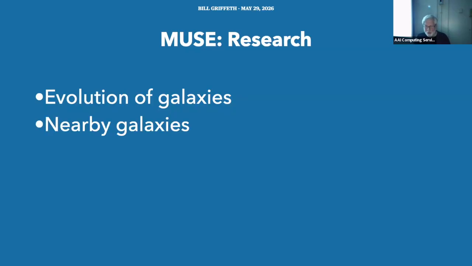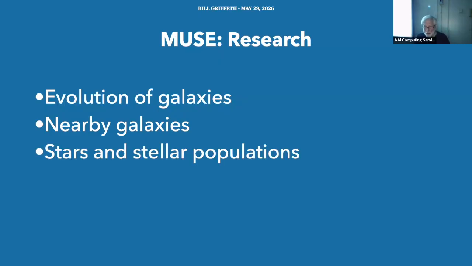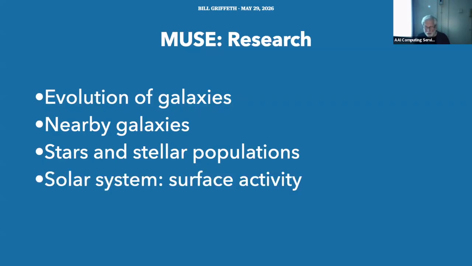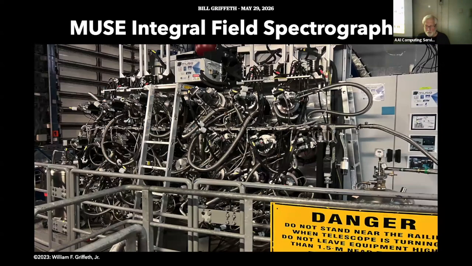MUSE is also used to study the structure and motion of nearby galaxies, study individual stars and stellar populations like dense clusters and star-forming regions. It's used to study objects in the solar system, to see what elements are in the volcanoes erupting from the surface of Jupiter's moon, Io. And finally, we depend on serendipity, of targets of opportunity popping up, and I'll tell you of one of those later.